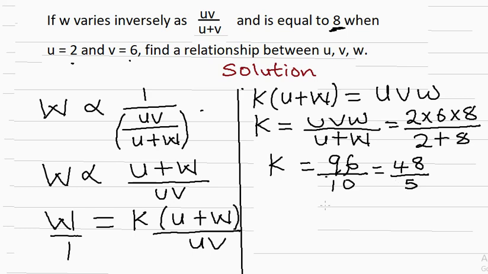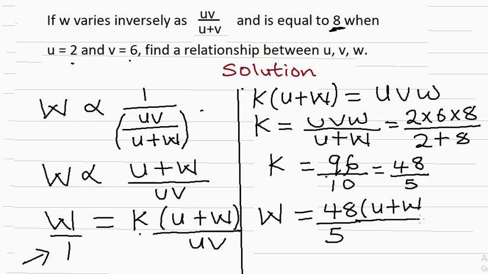All right, so now what are we looking for? We are asked to find the relationship between U, V, and W. So that relationship is actually still found in this particular expression. So from what we have here now, we'll have that W is equal to the K we've already found. The K is 48 all over 5, multiplied by bracket open U plus W, then all over UV. All right, so that is the answer.